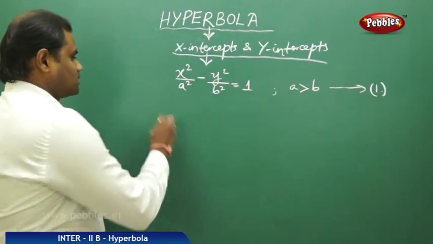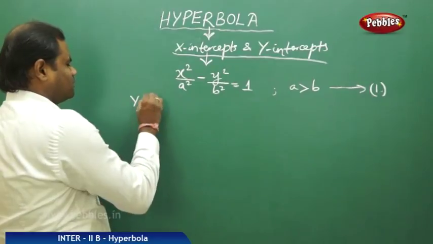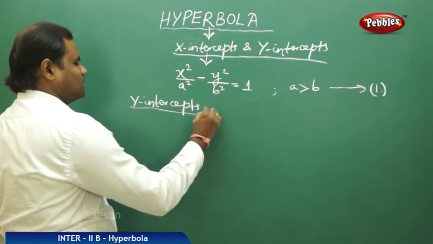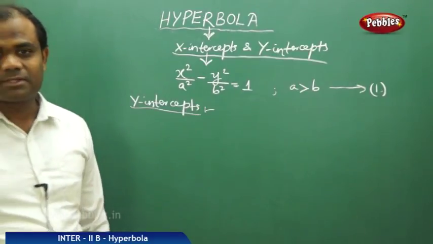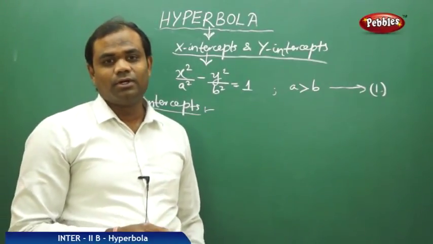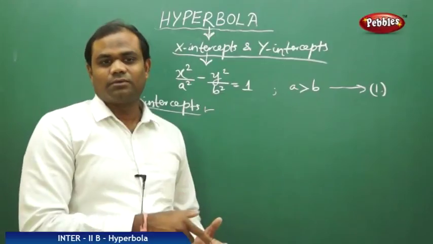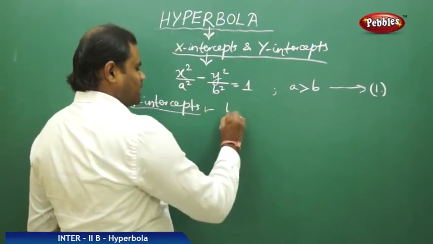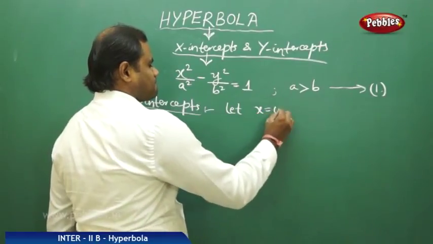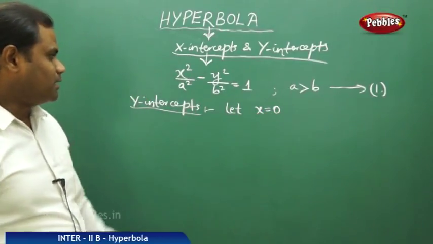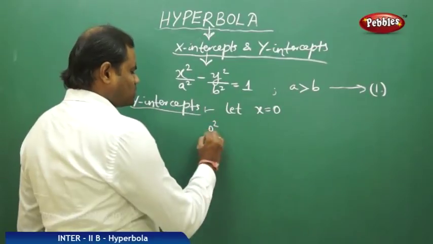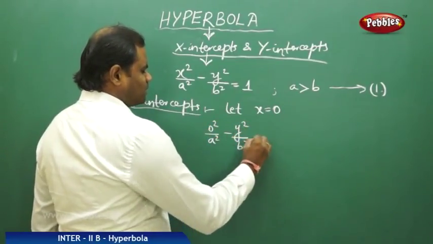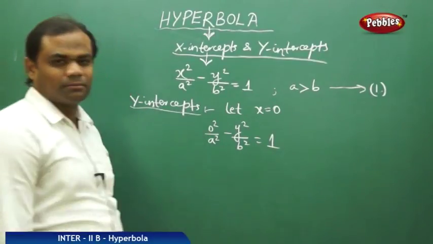Now next comes the finding of y-intercepts. In order to find the y-intercepts, we assume x equal to 0. To find x-intercepts, y equal to 0. To find y-intercepts, x equal to 0. So let x equal to 0. Then equation 1 reduces to 0 squared by a squared minus y squared by b squared equals 1.